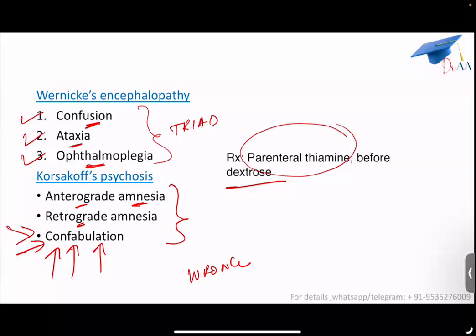Dr. Amin? Yes, please. Yes. These two syndromes, Wernicke's encephalopathy and Korsakoff psychosis, are they the same? Is one advanced from the other, or are they different?